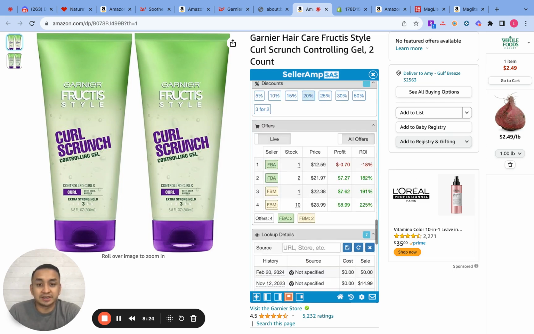So I mean, there's not a lot of sales. It's really not. But then there's only 4 other sellers here, right? With this much inventory. And plus I'm getting a very high ROI. So to me, this is a good product.